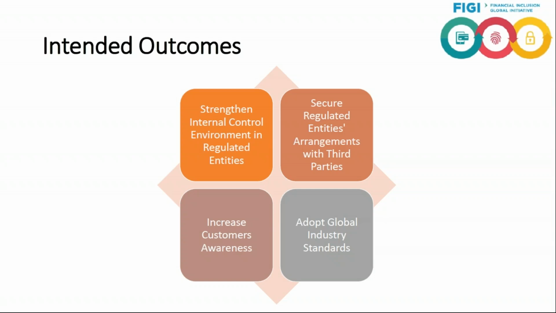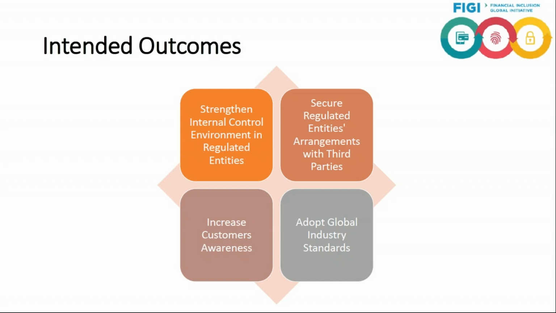Then the other outcome of this framework is to secure the regulated entities' arrangements with third parties, as a lot of third parties are involved, which are not regulated by State Bank. But by virtue of being the regulator of the banks, we can put the onus on the banks to secure their arrangements with third parties. Another intended outcome of this app security framework is to encourage the banks to adopt global industry best practices, including PCI DSS or PA-DSS, and tokenization standards by the payment schemes as well.